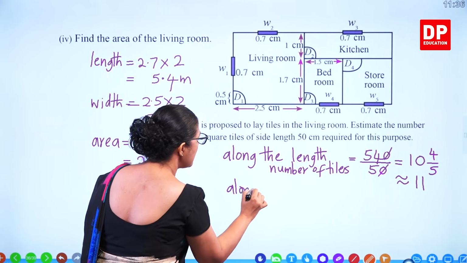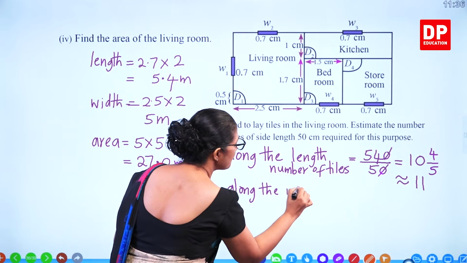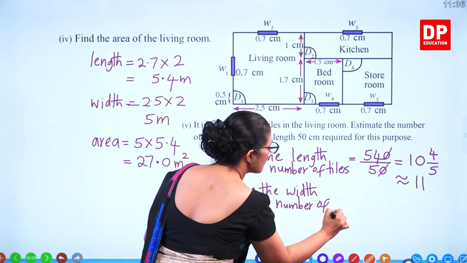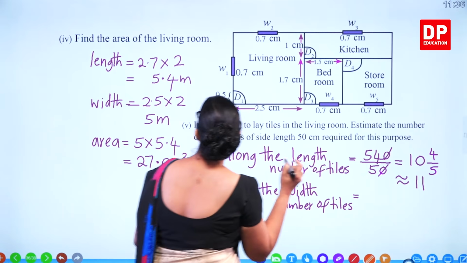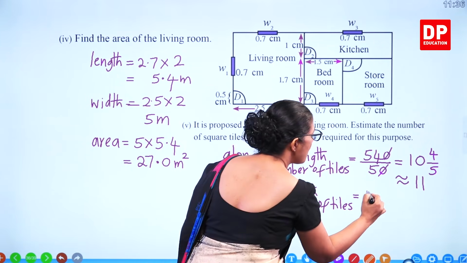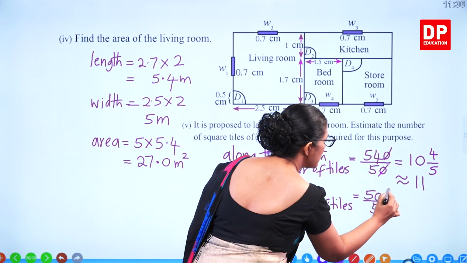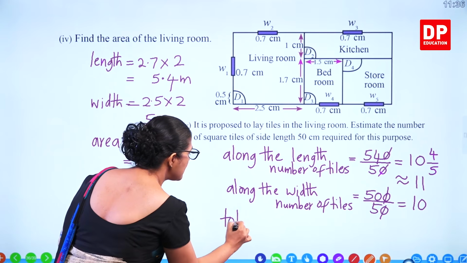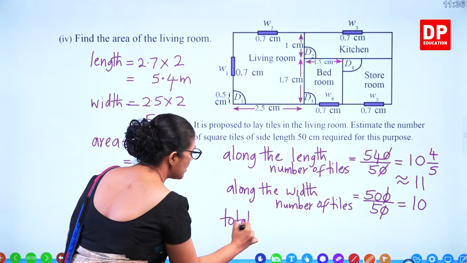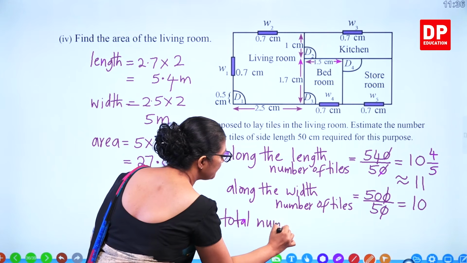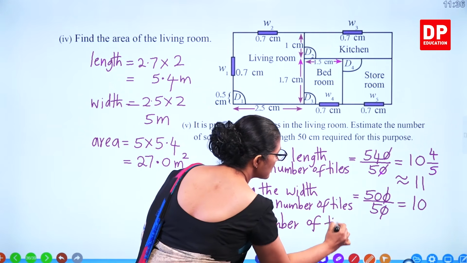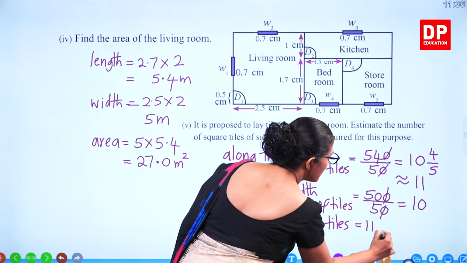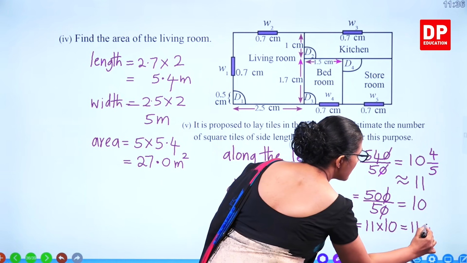How many tiles do we need along the width? What's the width? 5 meters. That means 500 centimeters divided by 50. You need 10 tiles. So total number of tiles is, just multiply these two. Length into width. Lengthwise 11, widthwise 10. 11 times 10 tiles we need. 110 tiles altogether.